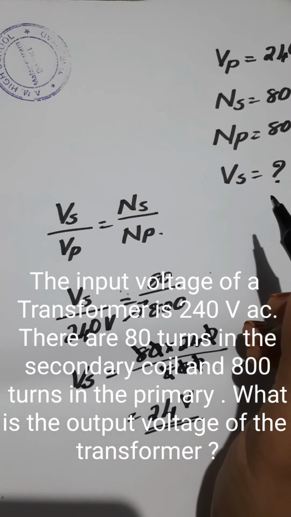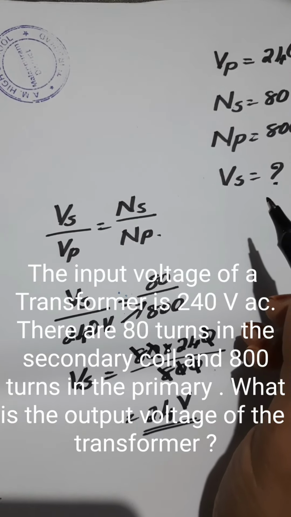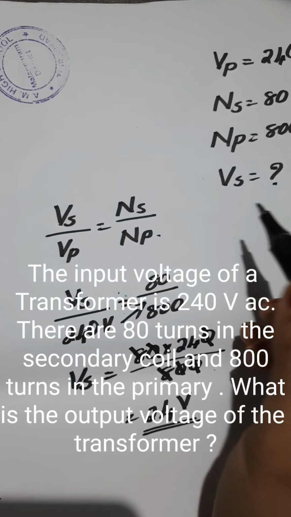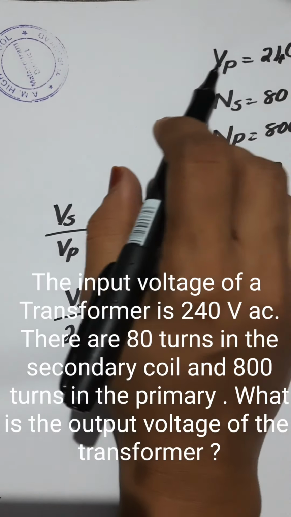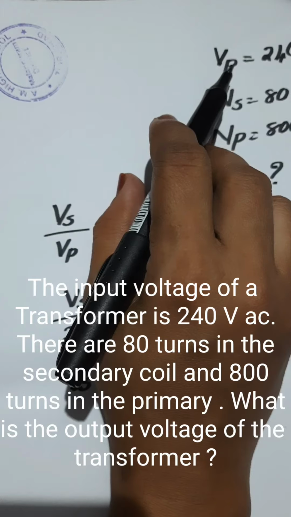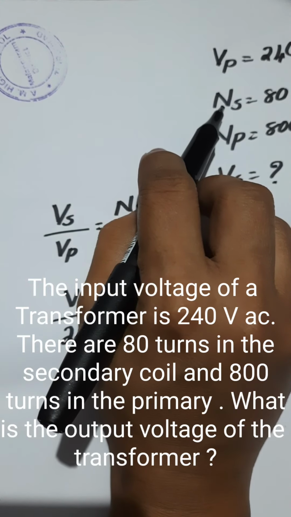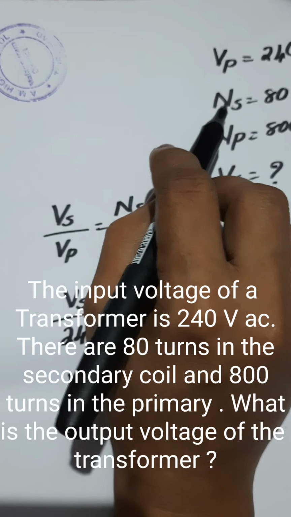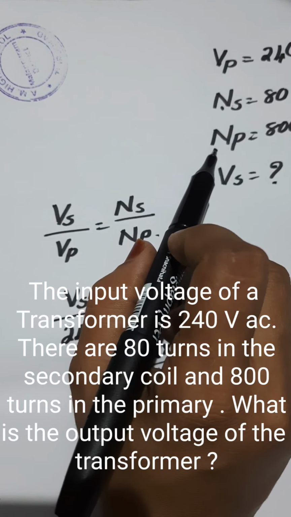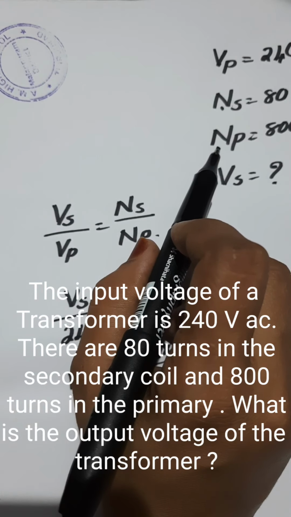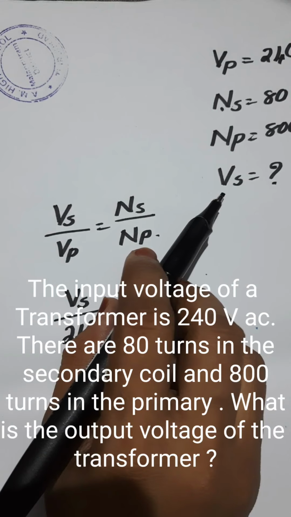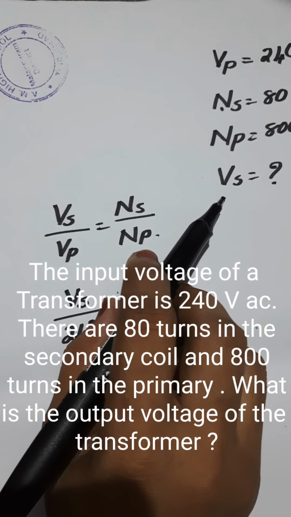Let us check another problem. The input voltage of a transformer is 240 volt. There are 80 turns in the secondary and 800 turns in the primary coil. What is the output voltage?